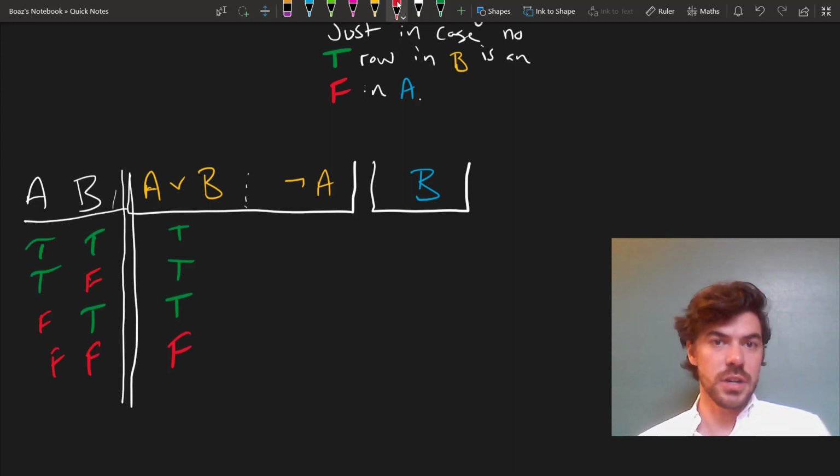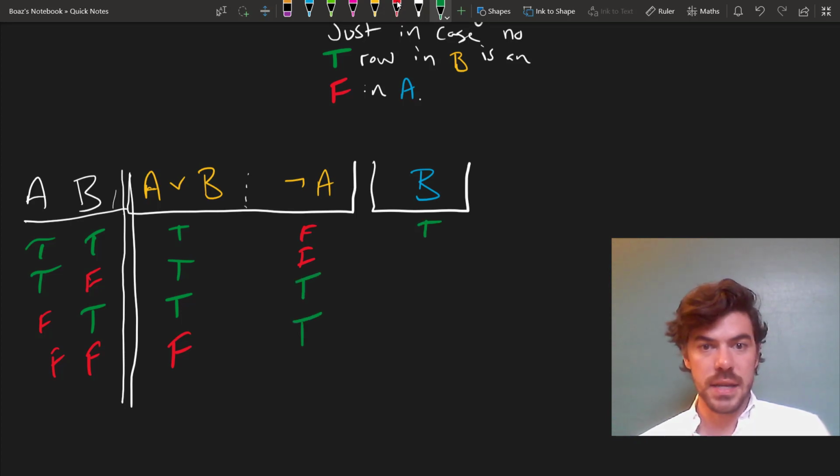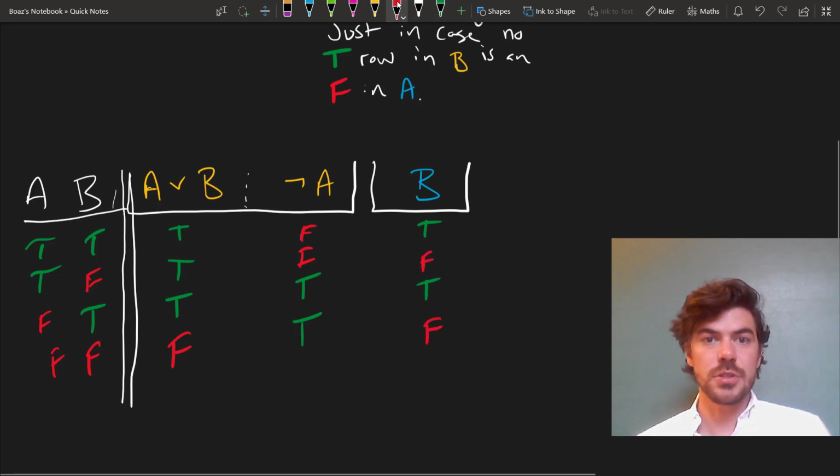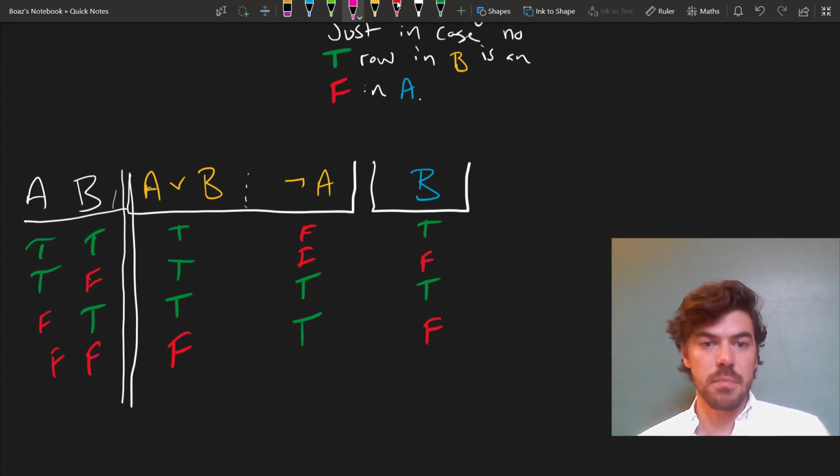The first is a disjunct, so it comes out true whenever one of its disjuncts is true. The second is a negation, so we just flip the values in the left-hand column. And for B, we can just repeat the values as they appear on the left. And then it's just a matter of running down the rows. So, assuming all the antecedents are true, the consequent must be true.